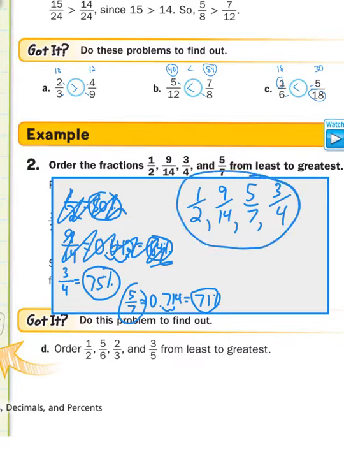All right, so remember, I changed everything to percents, and I used the percents to compare. Now, here is what I want you to try. I want you to try D on your own. So remember, you can change each fraction to a percent and use those percents to put the fractions in least to greatest order. So why don't you pause the video and give problem D a shot? Go.